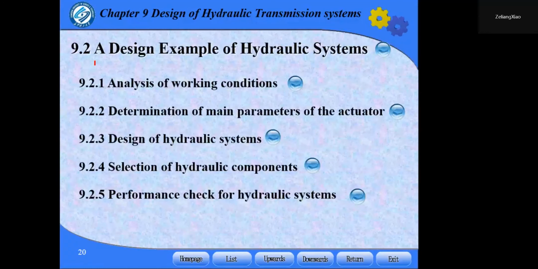So we should introduce a design example of a hydraulic system. To design a hydraulic system, we first should analyze the working conditions. Then we can determine the main parameters of the actuator. Then we can design the hydraulic system, select the hydraulic components. Finally, we should check the performance of the hydraulic system.